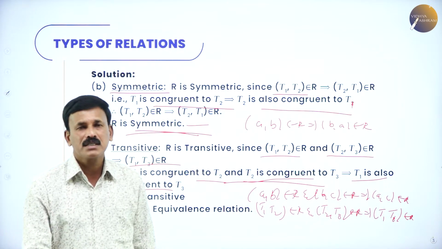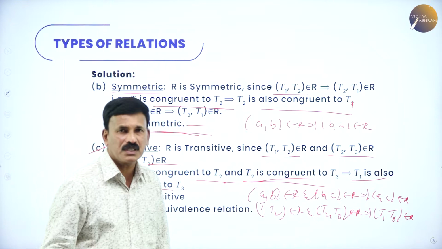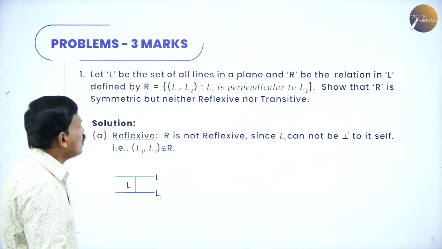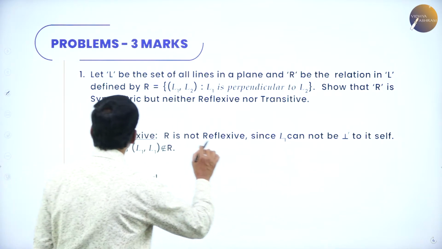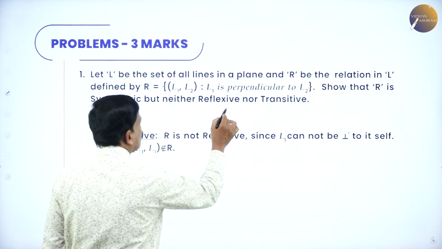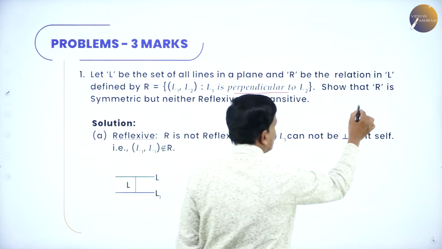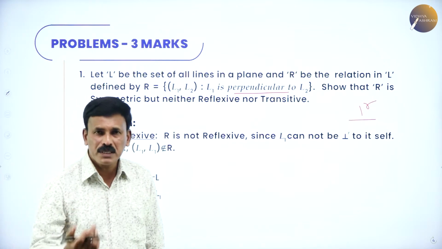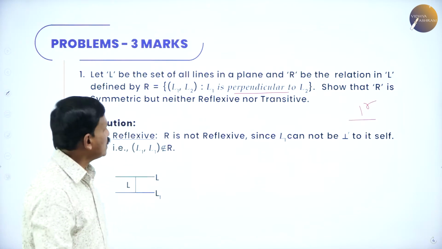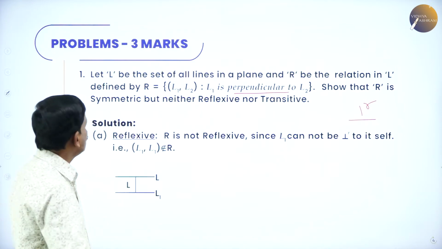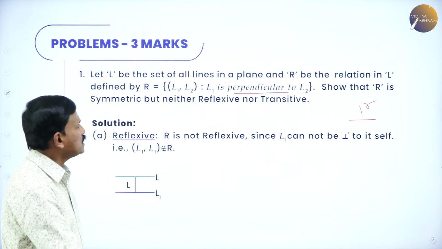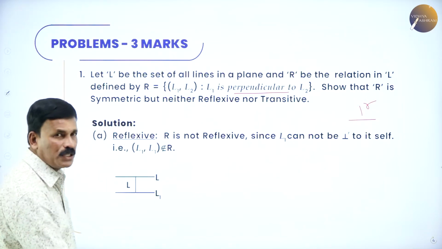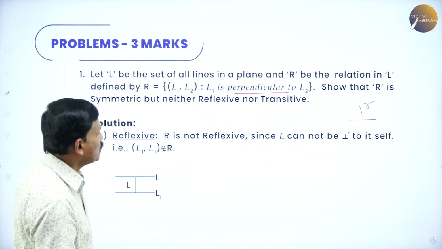perpendicular lines, like that. Let me take one more problem. Let me start with another problem. Now let us consider this problem. Let L be the set of all lines in a plane and the relation is defined by L1 is perpendicular to L2. Here the condition of perpendicularity is given. There are so many problems like perpendicularity, parallel to. Now let us take one problem, perpendicular to. So let L be the set of all lines in a plane, R be the relation in N defined by R = {(L1, L2): L1 is perpendicular to L2}.